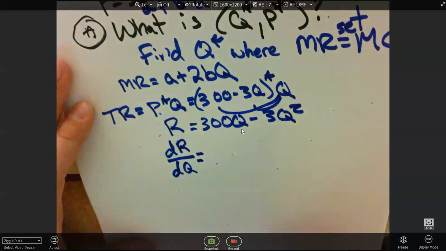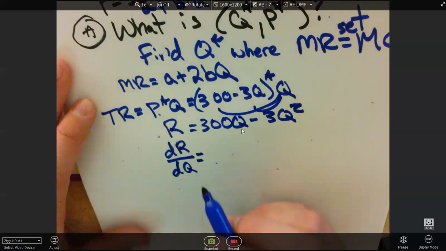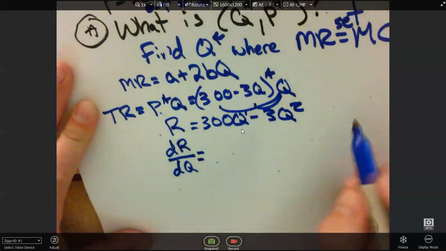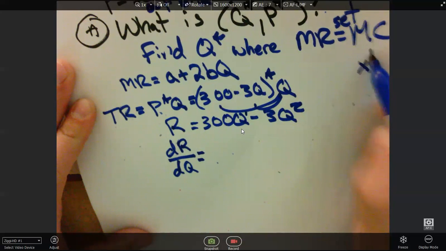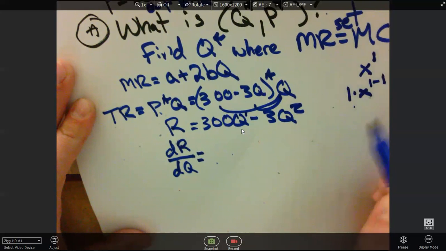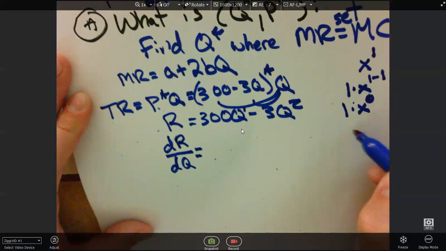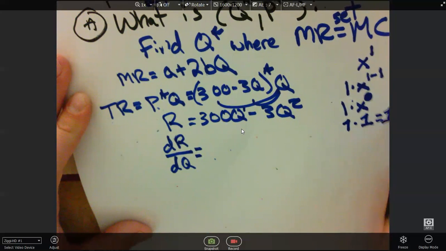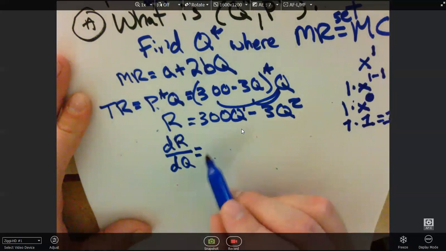Say, how does my revenue change if my quantity increases by an infinitesimally small amount? So we're going to use our extended power rule. Remember that if we're taking the derivative of x to the 1, that ends up being 1 times x to the 1 minus 1, which is 1 times x to the 0. Anything to the 0 is 1, so it ends up being 1. In the same way, if we take 300 times x, it just ends up being 300.